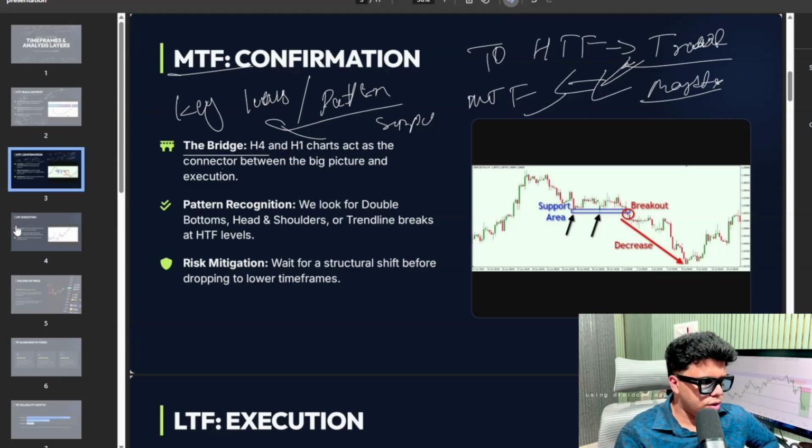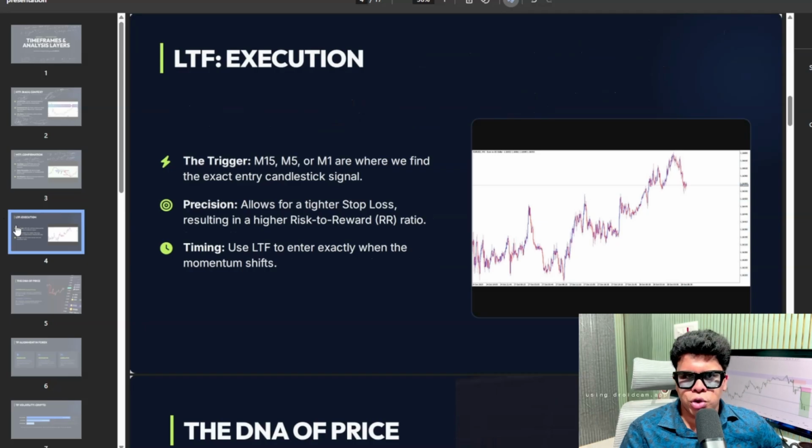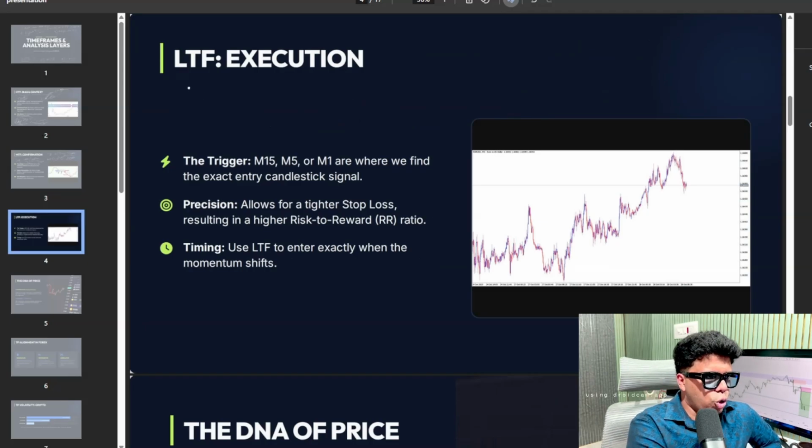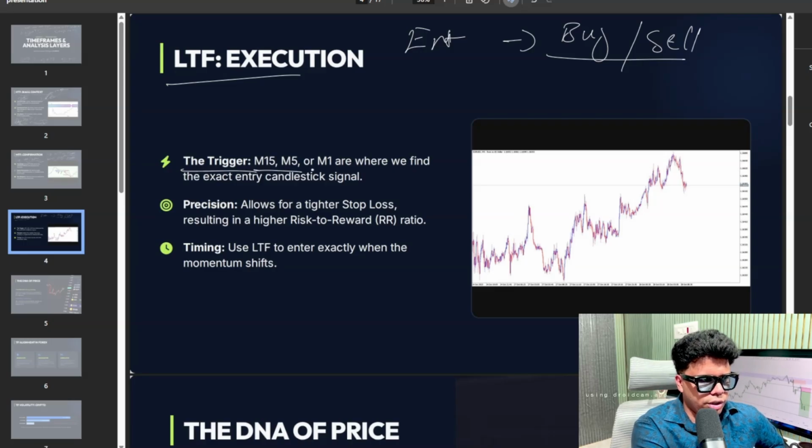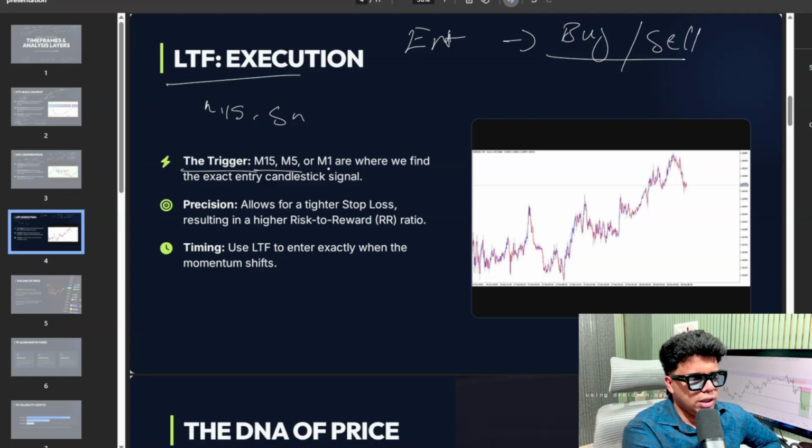So the next one, the lower time frames. This is where the execution comes in. The lower time frame is for execution. Execution means entry. So what is the entry to our trades? If you want to buy or sell, that happens in the smaller or lower time frames. That comes in the 15 minute time frame, 5 minute time frame, 1 minute time frame, where we find the exact entry candlestick signals.